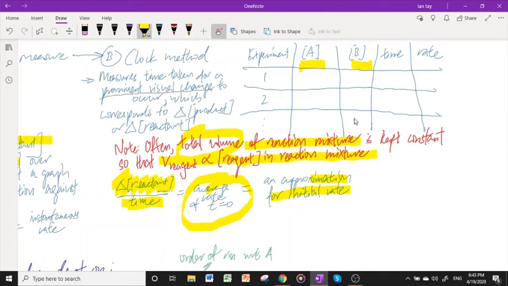Okay, to fully understand what this means, you have to go through a few interesting examples of reaction rate, which I may cover in a future video.